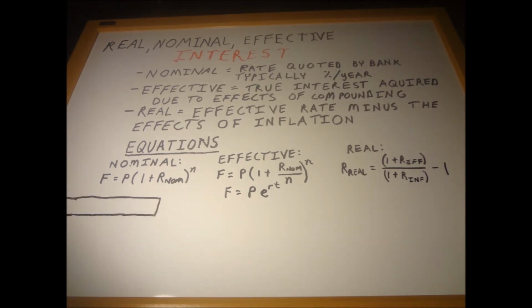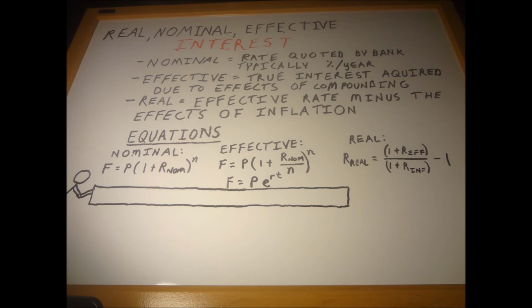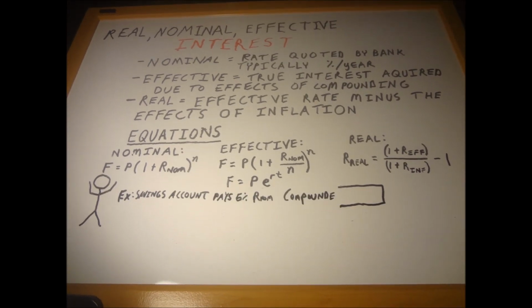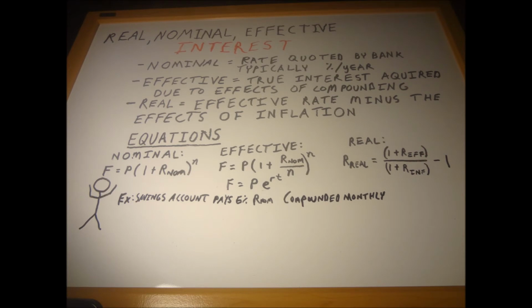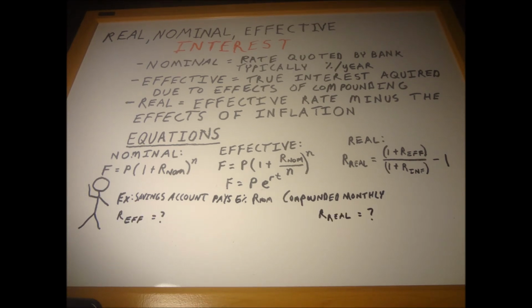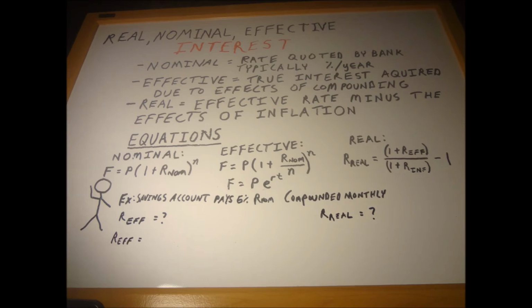Let's do a little example for everybody. Imagine you have a savings account that earns 6% nominal interest compounded monthly. What would the effective interest rate be, and what would the real interest rate be?